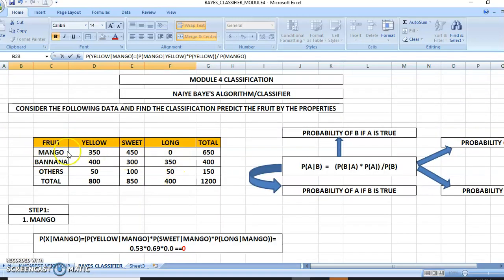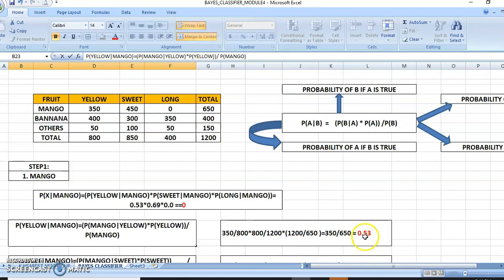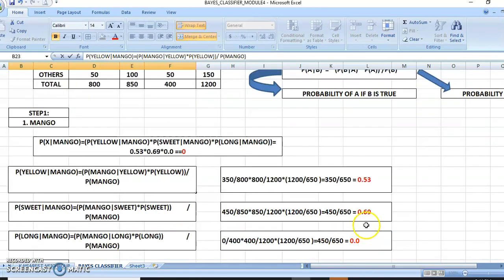Now these were three individual properties. Now we have to calculate for mango as a whole. It is the multiplication of all these attributes. The encapsulation of all three gives the probability of any XYZ fruit being mango. So the calculation is 0.53 into 0.69 into 0, which leads to a value of 0.